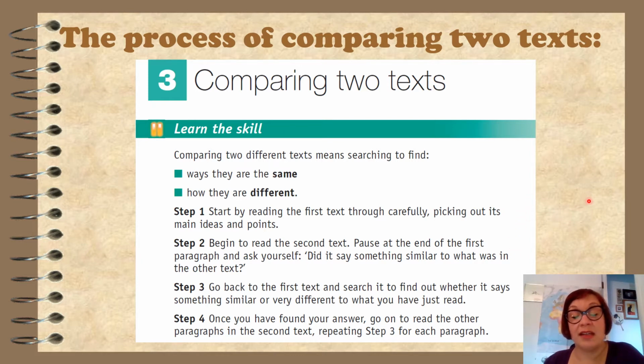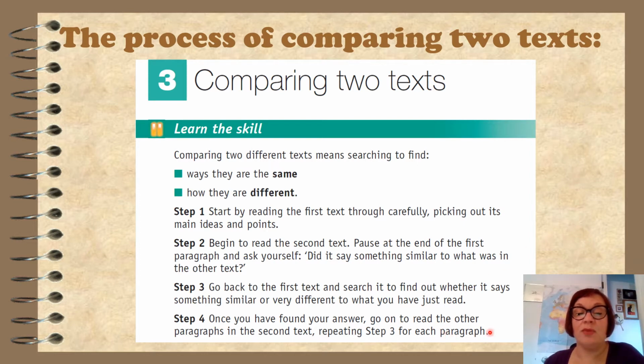Then you take the second text. At the end of the first paragraph of the second text, you say to yourself, did it say something similar to what was in the other text? And then you write it down. And you go through the second text like that, paragraph by paragraph.